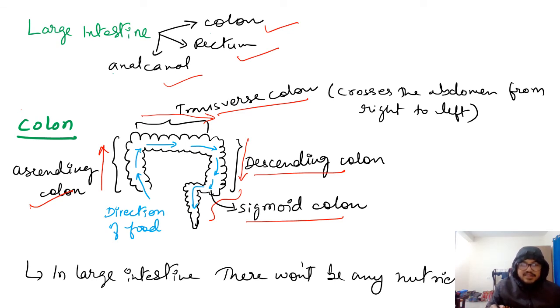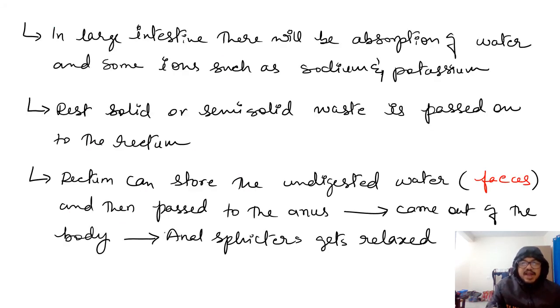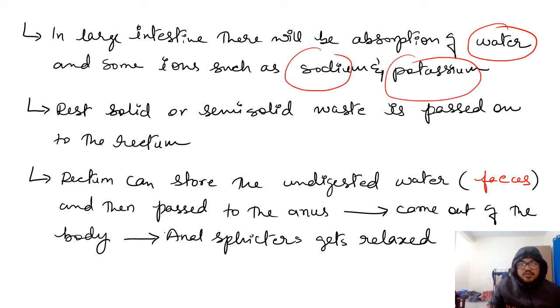Now in the large intestine there won't be any nutrient absorption. In the large intestine only the absorption of water and some ions like sodium and potassium will take place.